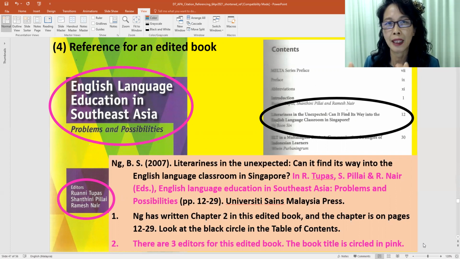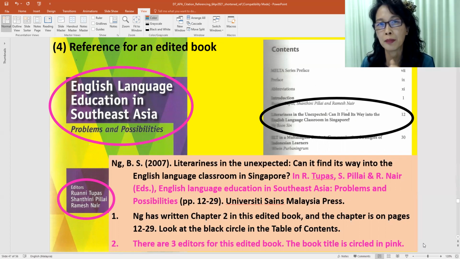Okay, after the editor's name, we put in bracket Eds., full stop. If one editor only, Ed., full stop, close the bracket. Comma, remember the comma here. Then put the book title, the one you see on the cover of the book. This is in pink. This is supposed to be underlined. Okay, then put in bracket the chapter pages 12 to 29. You can see 12 is the beginning of chapter 2, 30 is the beginning of chapter 3. So of course it ends on 29. And you're supposed to be able to see that it ends on 29 because we are actually reading chapter 2 to reference materials from there.